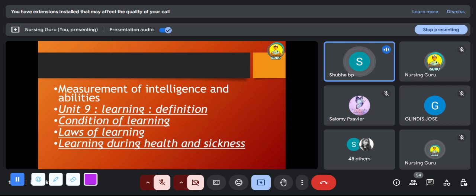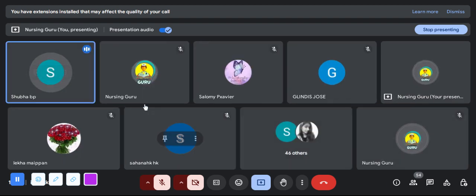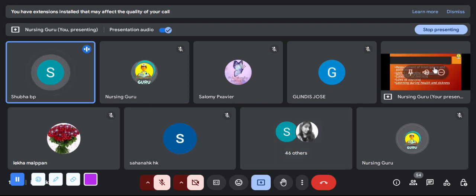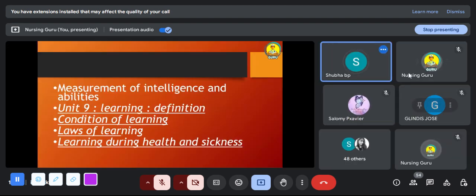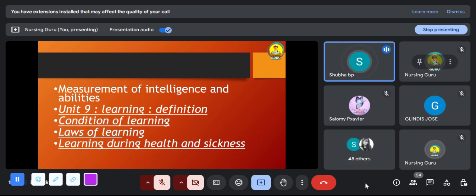So those things you are going to study in this unit 8 chapter: how to measure the intelligence level of the person. What are the basic questions we need to ask them? How many marks need to be allotted? How many marks are considered normal? How many marks are considered abnormal? And how many marks are considered as a psychiatric patient? Okay, these things you will study in unit 8.